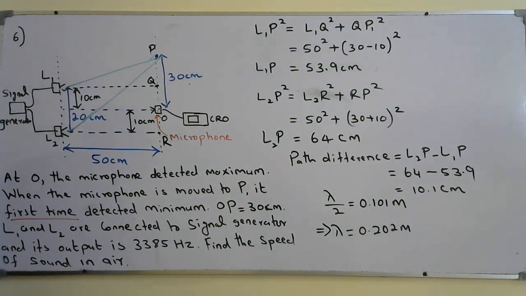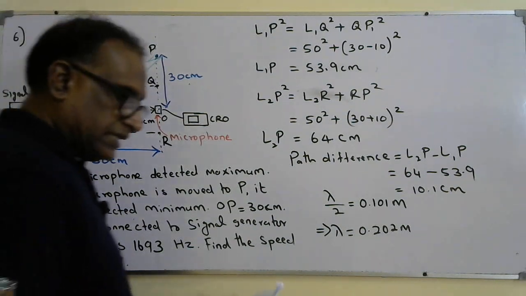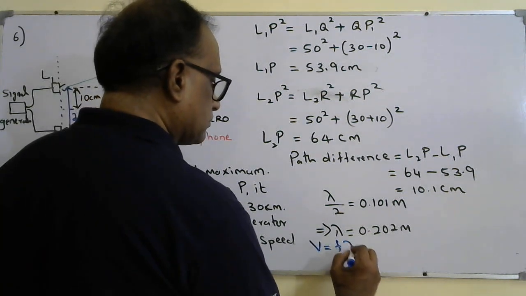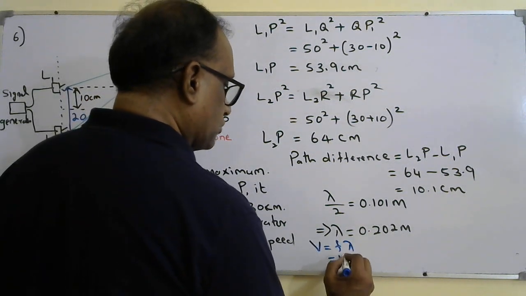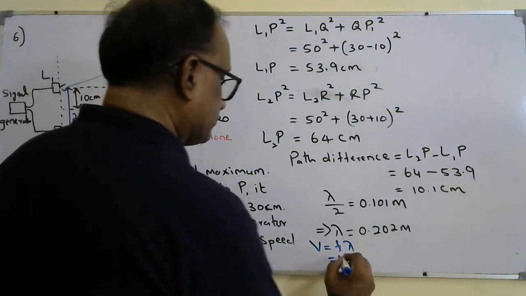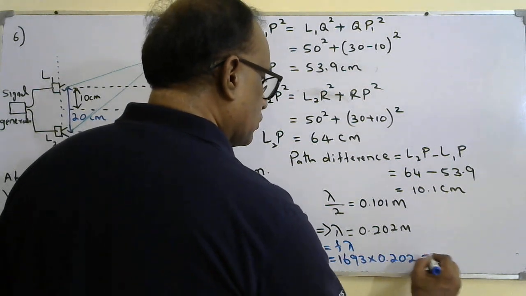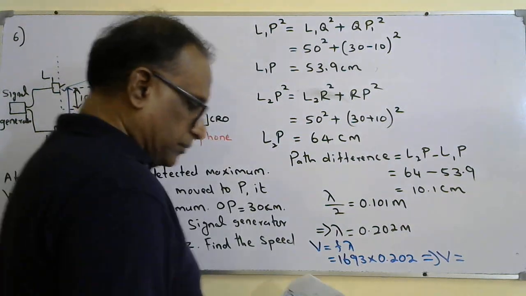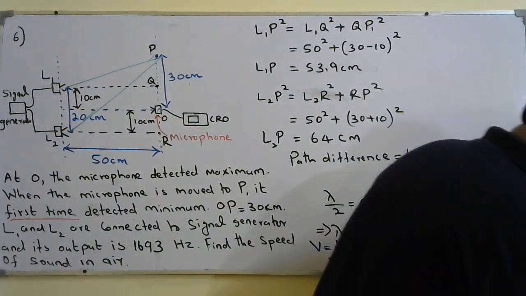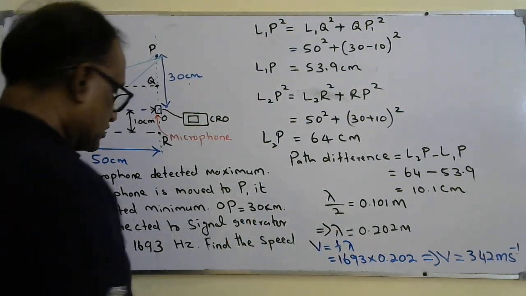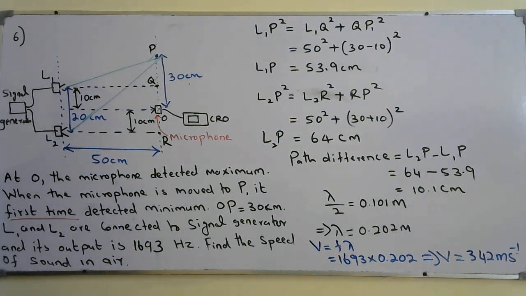Use v equals f lambda. The frequency is 1693 Hertz, not the earlier one. So v equals f lambda, where f is 1693 multiplied by 0.202, and you will get the speed, that will be 341 meter per second. So almost 342 meter per second, with frequency 1693 Hertz.